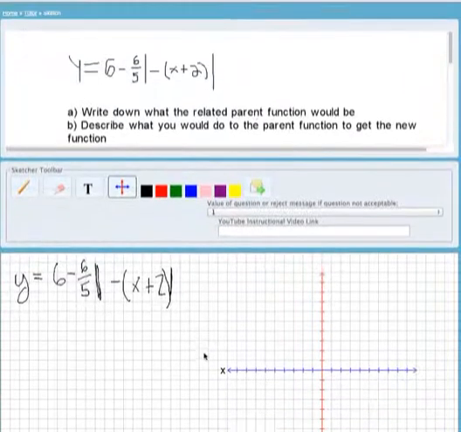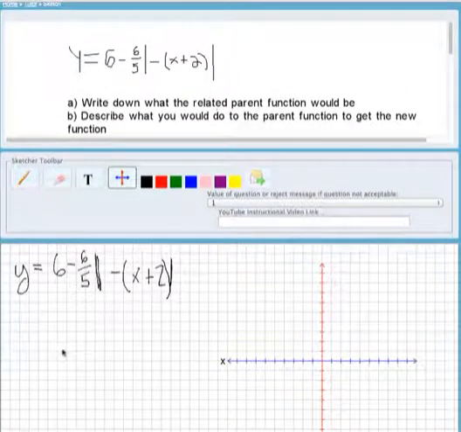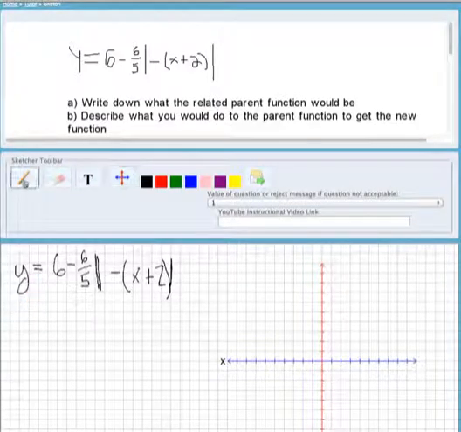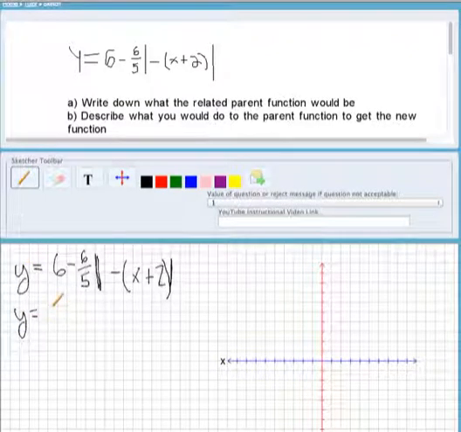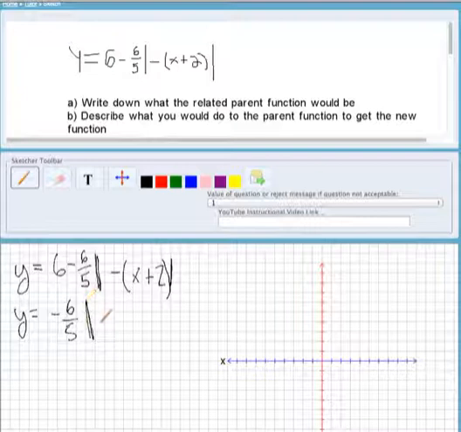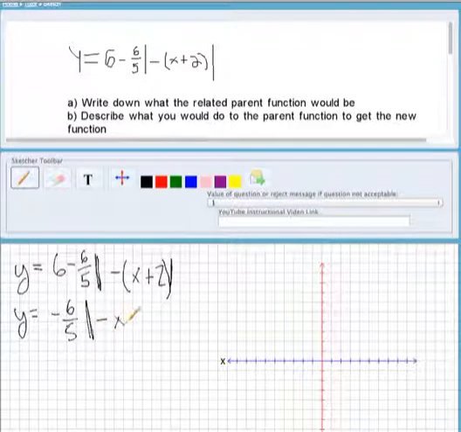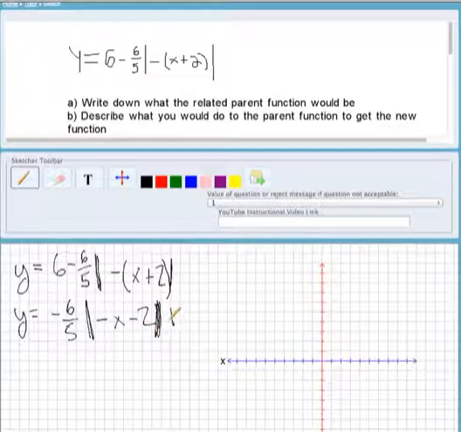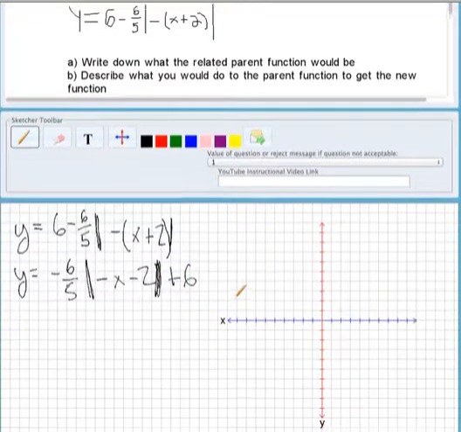So this is another one of these parent function problems. The first thing I want to do is rewrite this and do a little evaluating of this function. So I'm going to move the 6 to the back, and I am going to distribute this negative to each one of these. So we have negative x minus 2, now plus 6. So this is what we're going to look at.